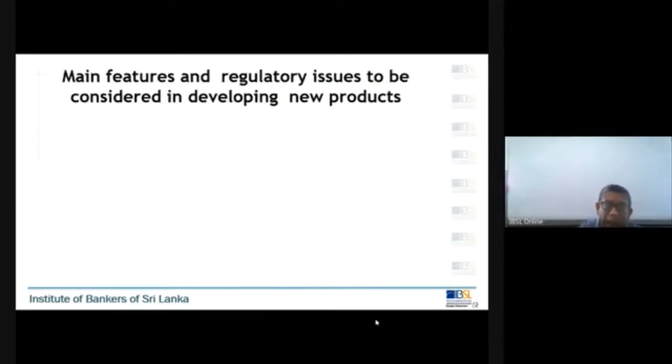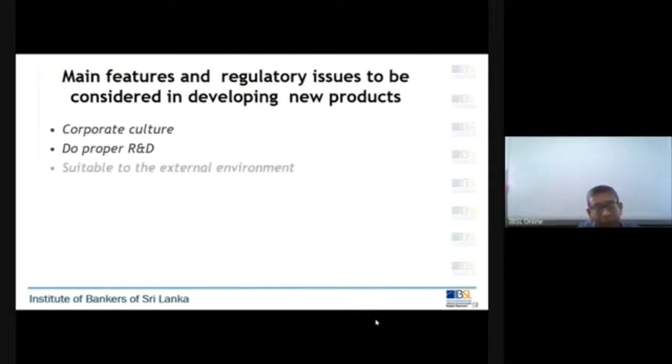Now, the next one. What are the main features or regulatory issues about developing a new product? Remember, when you develop a new product, you need to look at the corporate culture, your country culture, your organizational culture. To what extent have you done research and development before you introduce this product? Whether you have done enough research and development, collected actual information, and how your new product fits into the external changing environment.